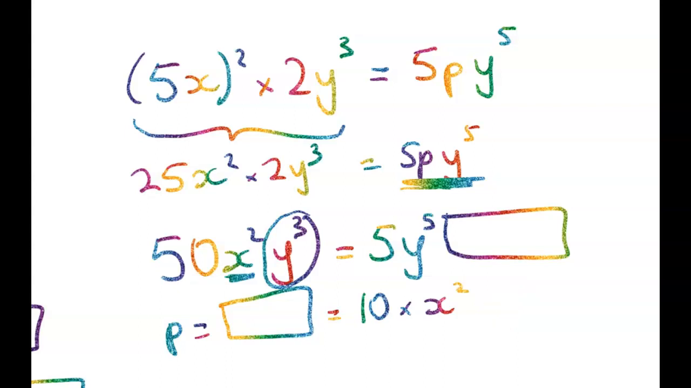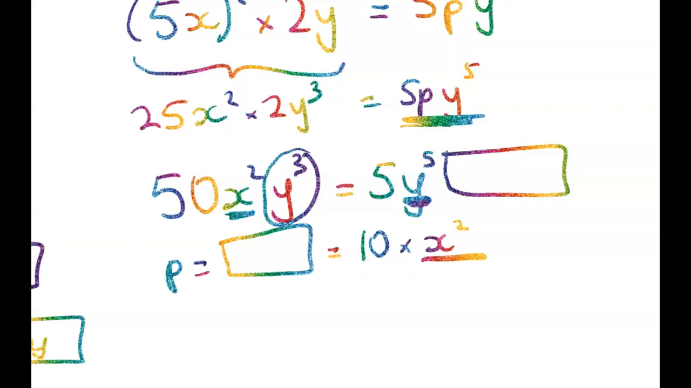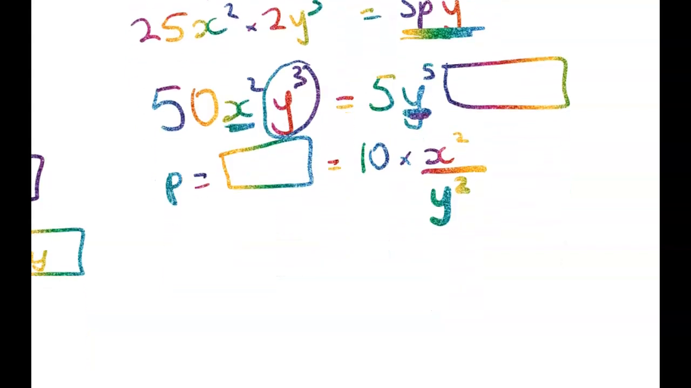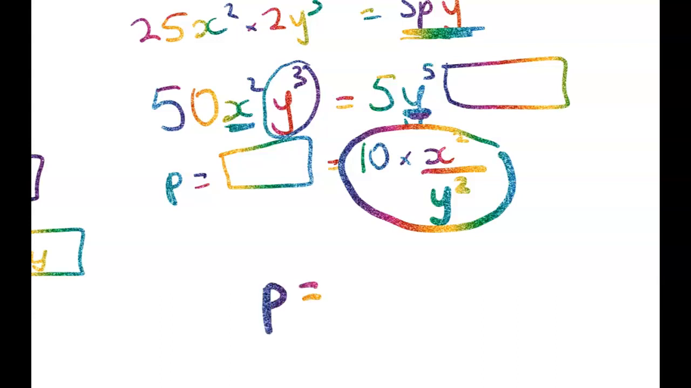I want to end up with y cubed, but I've got y to the power of 5, right? So I've got too many of them, so I have to divide them out. So I'm dividing by y squared. Now, what do we end up with? Well, we want to clean this up because that's just kind of gross with the times and the separate numbers. So p in this case is equal to 10x squared over y squared.